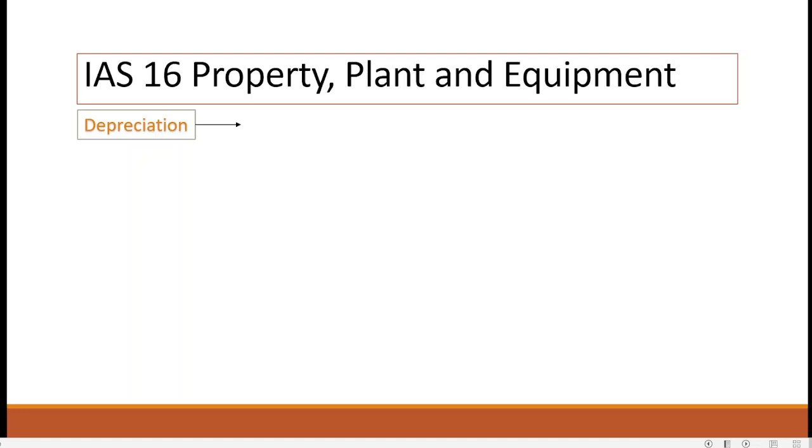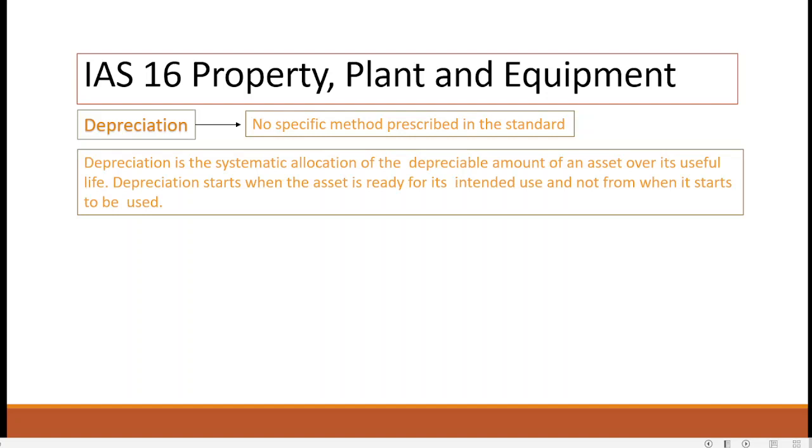That's what we cover in IAS 16. In IAS 16, there is no specific method prescribed. There are certain methods which can be used for depreciation, but none is prescribed. Sometimes the tax laws require the business entity to charge a straight line method. Many of the tax codes around the world require the business to use a straight line method.